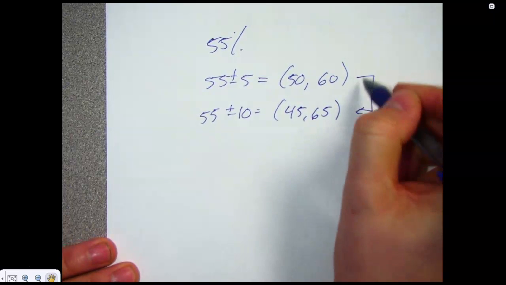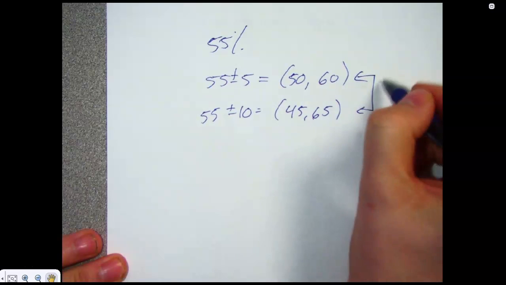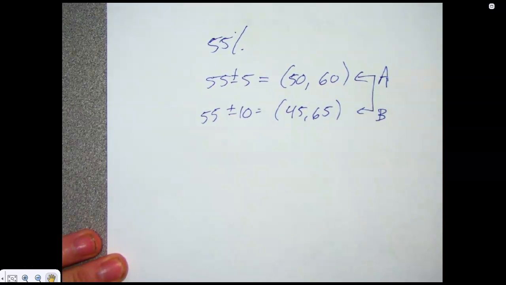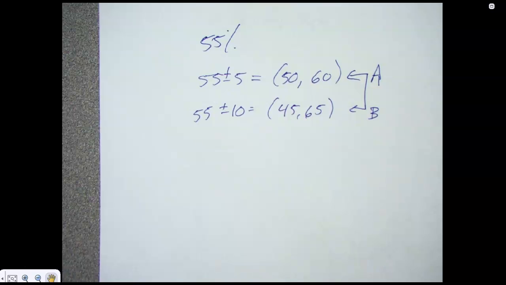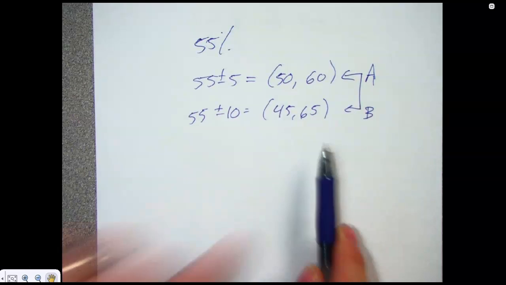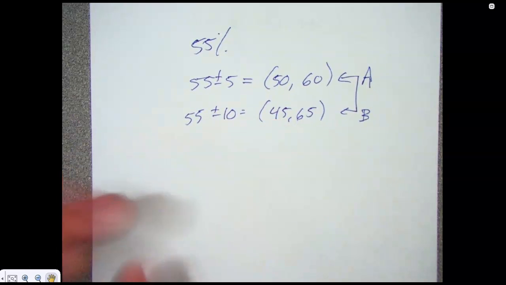Which one of these intervals, let's call them interval A and interval B, which one are you more confident captures the true answer in there somewhere? B, right? Because it's bigger. I have more margin of error. I have more room to make a mistake and still capture the true answer. Another way to say it: if I'm less confident in the work that I did, I'm more confident that my answer's in there somewhere.